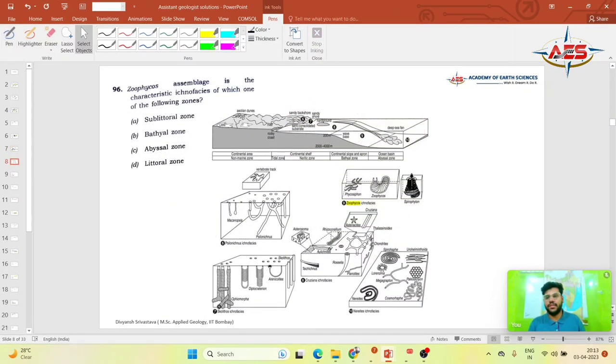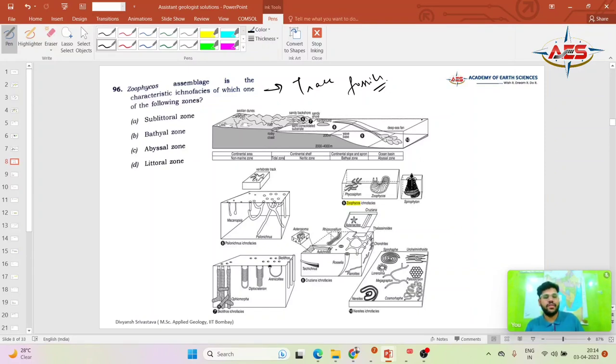Okay. So question 96. Zoophycos. So this is something related to ichnology, okay, or trace fossils. Okay, so they have asked you about the environment and in which particular environment we get this trace fossil. Okay, as we know, there are different zones, like the littoral zone, sublittoral zone, okay, bathyal zone, abyssal zone. So where do we get this fossil?